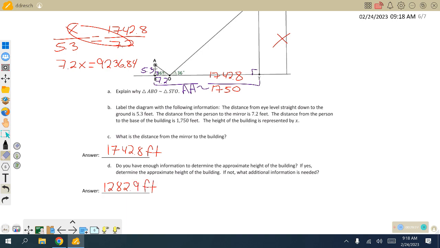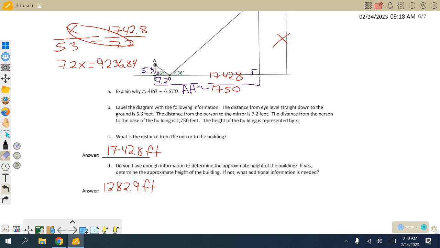Okay, feet. Now, does that 0.9 probably really matter? No. Probably what the SAT would do at this time, they'll probably just round that to 1,283 feet. But we'll just keep it with the 0.9. All right, let's keep rolling here.